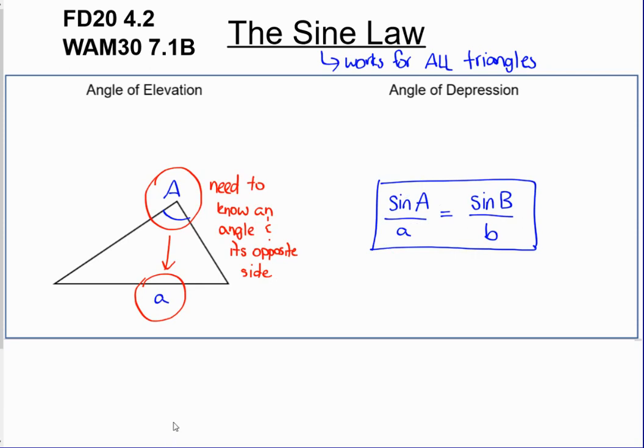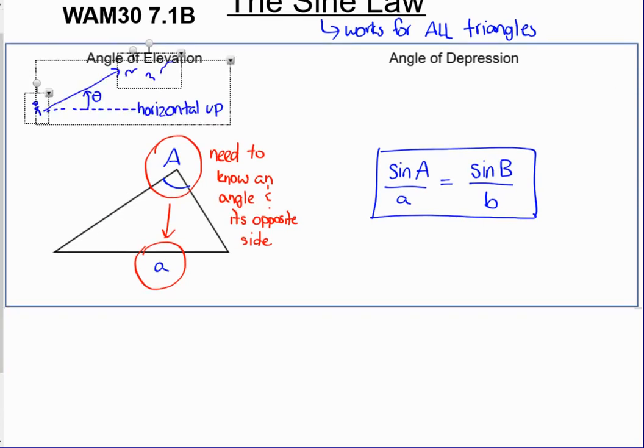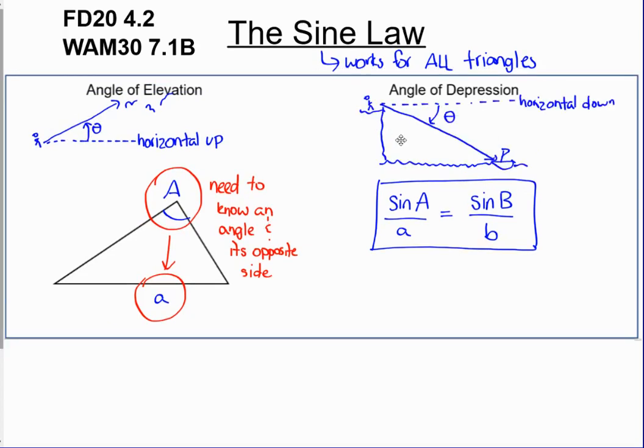And there are a couple of terms that you might come up against in some of the questions. The first one is angle of elevation, and it is just the angle that I'm looking up at something for. And my angle of depression is if I'm looking down at something. So looking out and then down. So my horizontal line down will be my angle of depression.